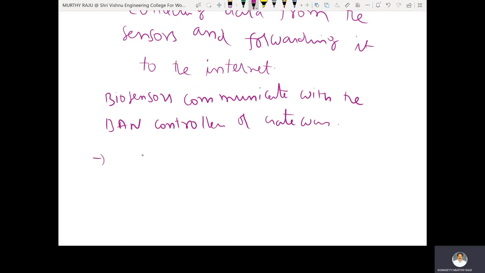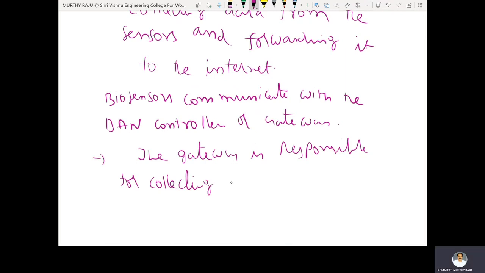What is the main function of the gateway? The gateway is responsible for collecting data from the sensor nodes, and storing data in the local memory in case there is no internet connectivity.